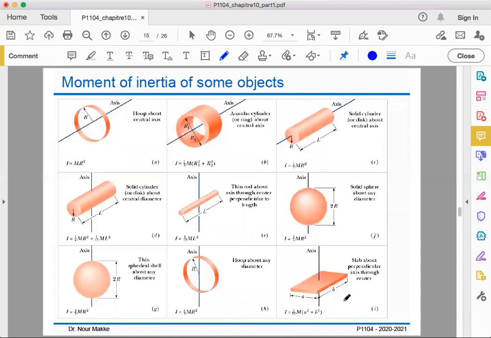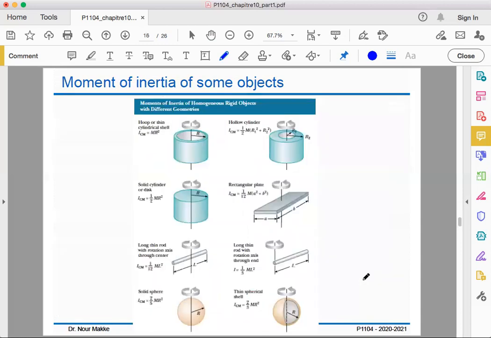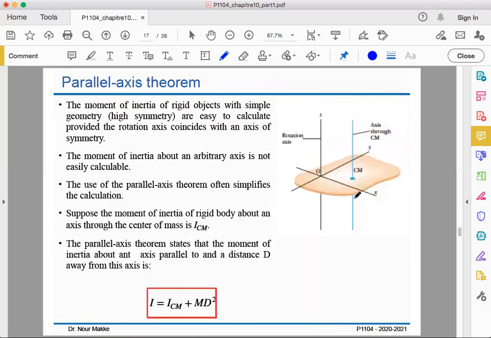And just as an example, here you have a table that shows the moment of inertia of some rigid objects. So you have, for example, a hoop, you have an annular cylinder, you have a full solid cylinder, you have a thin rod, you have a sphere, you have a hollow sphere. So you have different kinds of objects. And here is another table, also from our book, where you can see more objects. Those are just examples of the moment of inertia of some objects.